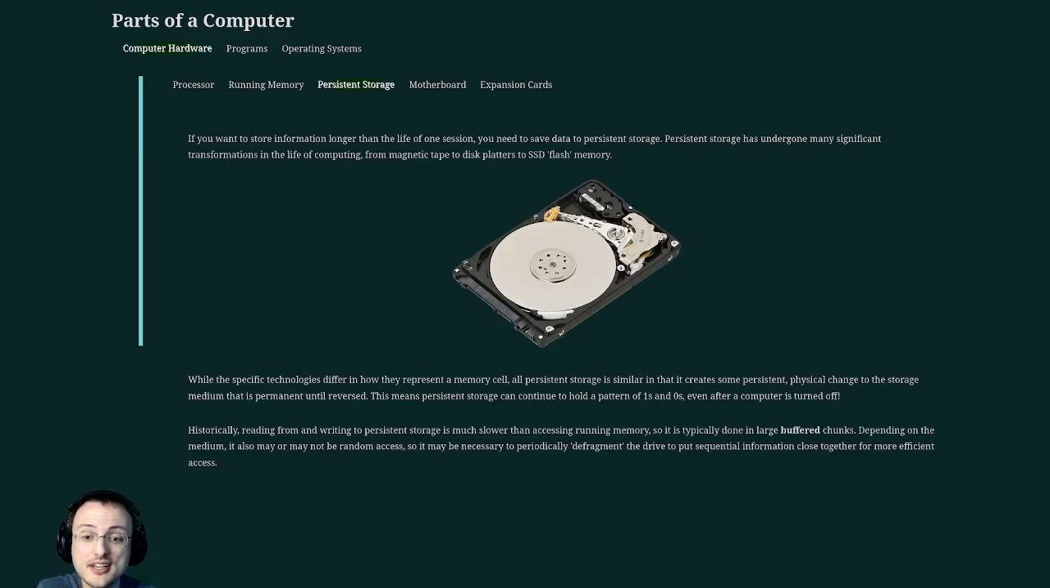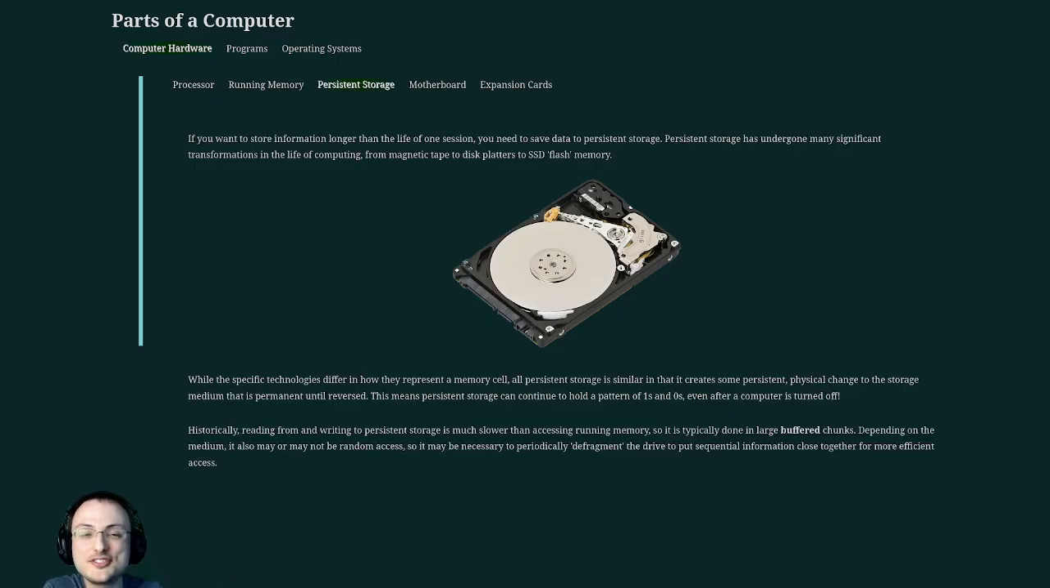Some of these mediums are not random access, like we talked about with that spinning platter. So it might even be necessary to periodically defragment that device to move all of the related information close to each other so that we can access it efficiently. And all of these are extra problems with persistent storage that we have come a long way in addressing. New memory like flash memory actually works much more closely to RAM than things like disk platters or CDs, but it's still not going to be nearly as fast.